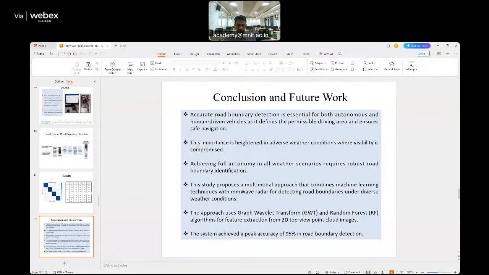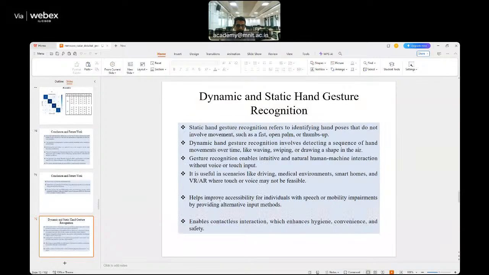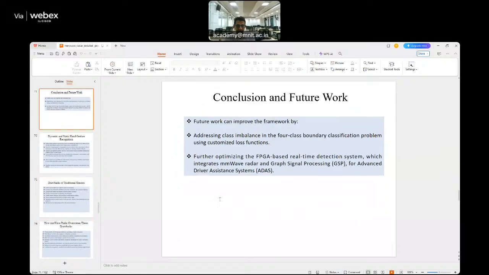This approach uses graph wavelet transform and random forest algorithms for feature extraction from 2D top viewpoint cloud image. This system achieved a peak accuracy of 95% in road boundary detection, which is a fair one. The important thing here is that those people doing the research are, for the first time, basically defining the road boundary.